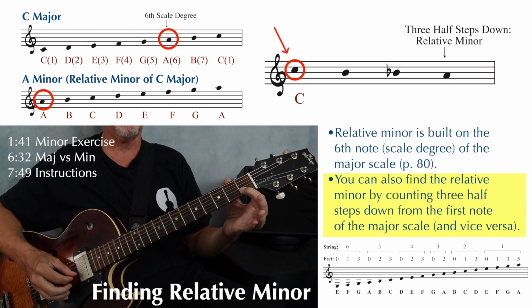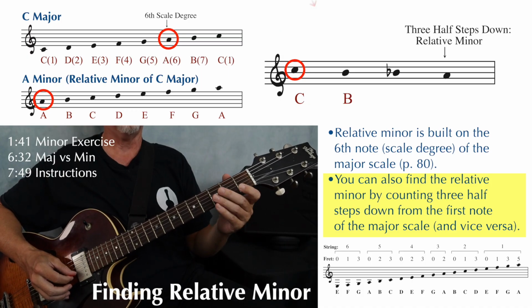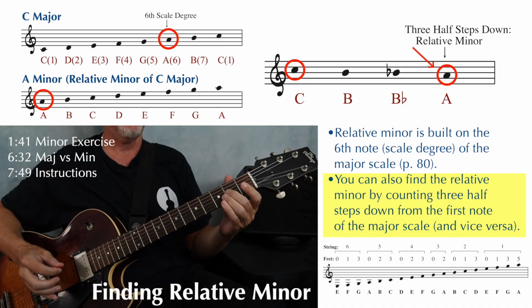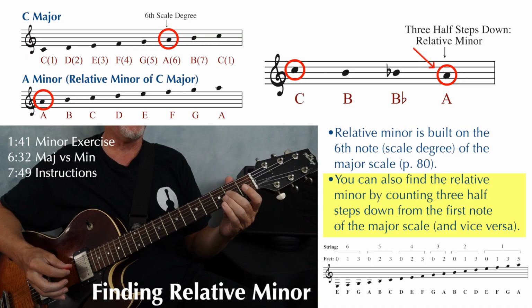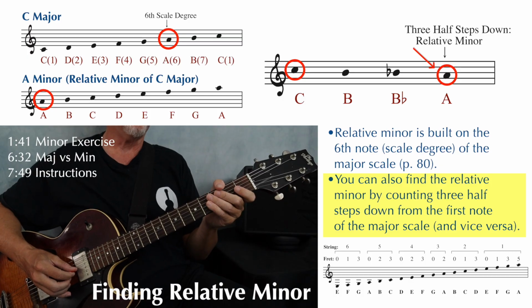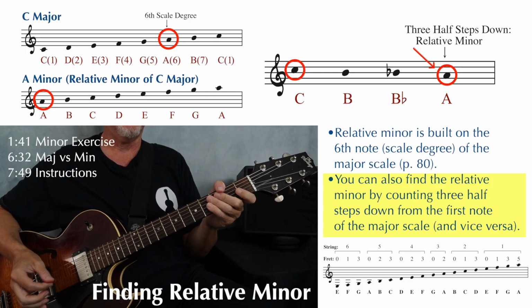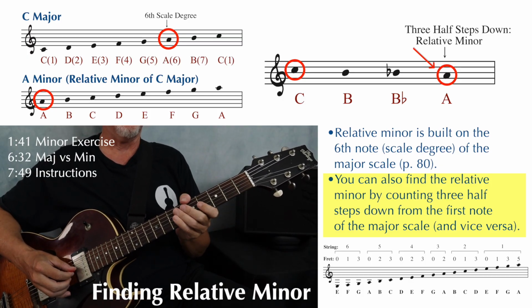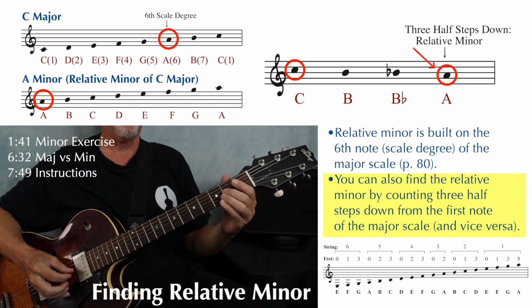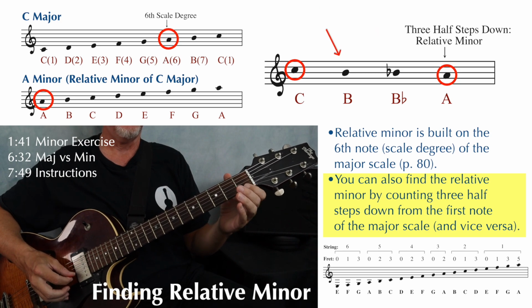So there's our start. 3 half steps, 1, 2, 3. That is our relative minor, A minor. And it works the other way too. If you're starting with the minor key and you want to find the relative major key, you can count 3 half steps up. So there's an A, 3 half steps up would be B flat, B, and C.